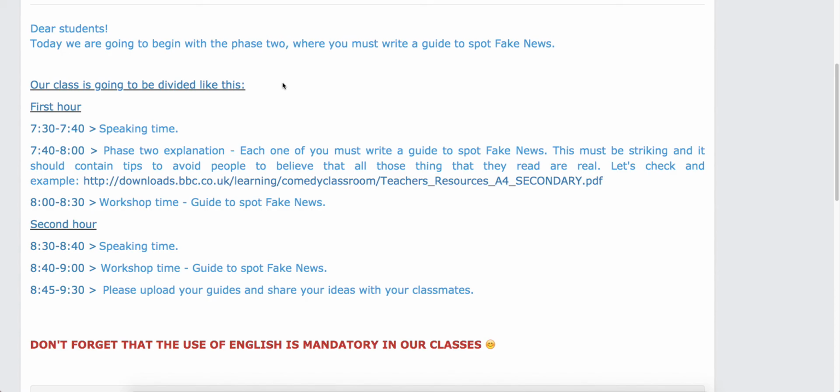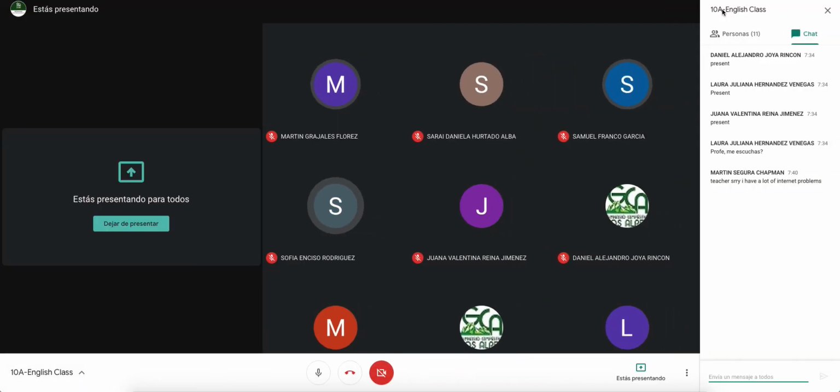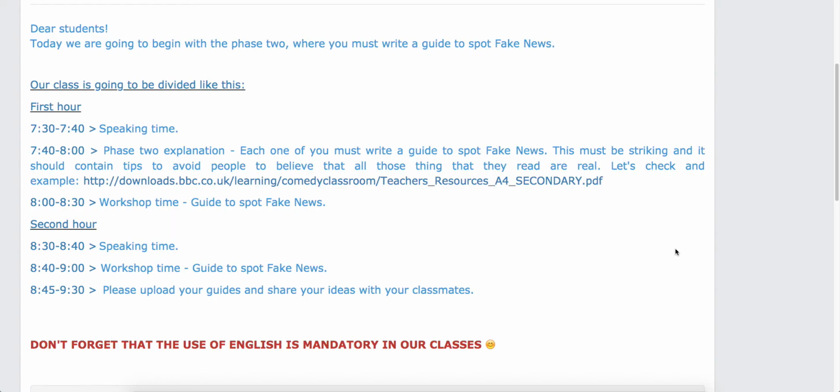It must be beautiful, so it must have a cover page, something like "Welcome to this manual to spot fake news," or I don't know, images, something like that. A cover page of your manual. Then you should have an introduction. The introduction is where you are going to write what people are going to be able to do with the manual.